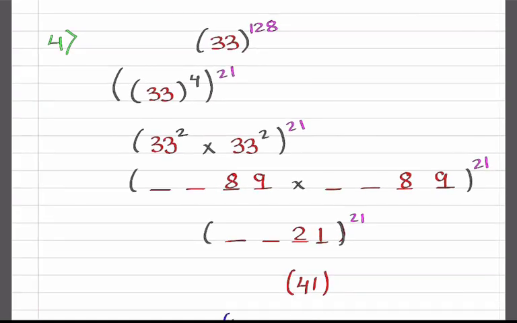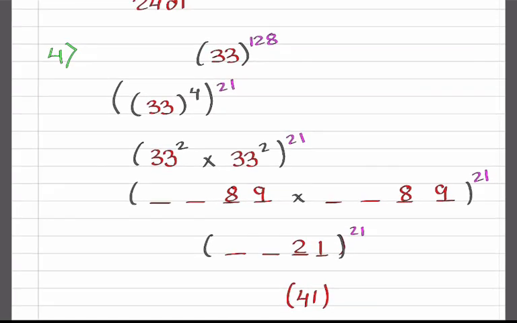Let's try one more. 33 raised to 128. What are the last two digits for this? So what will I do? 3 power what gives me 1? 3 power 4. So I write it as 4 into 32, because this is 128. Now just divide this by 4.